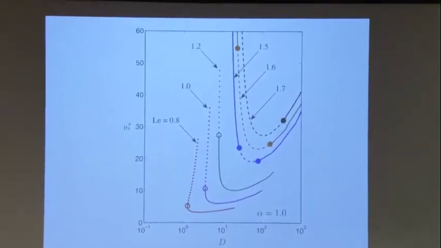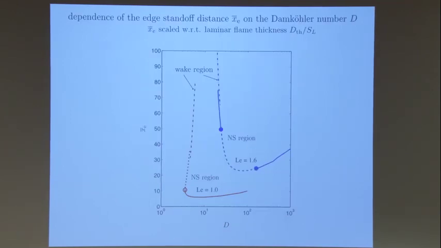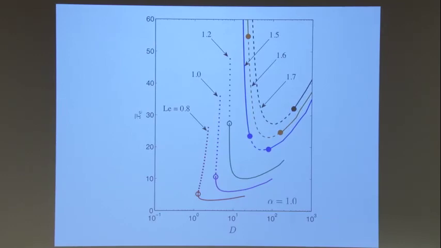This is to show that I show here two values, and this is for a whole other range of values. So the low Lewis number has always a turning point, and the others have no turning point.